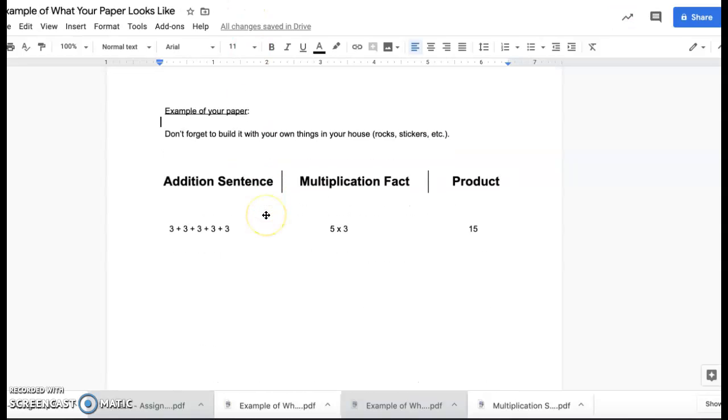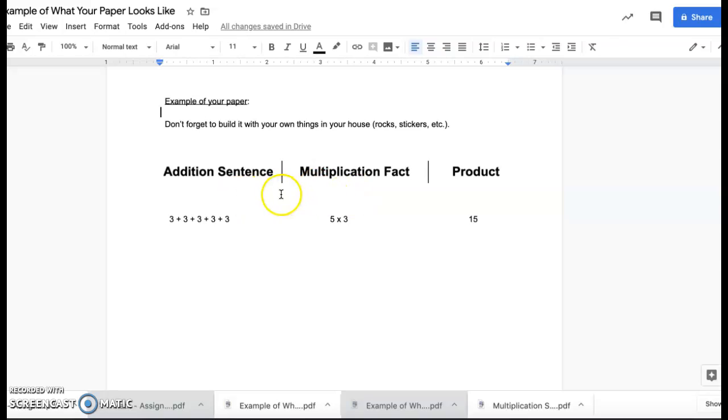And then I gave you an example of kind of what your paper should look like. And I just put up here, don't forget to build it with your own things from your house, rocks, stickers, beans, anything that they had mentioned in the assignment. Addition sentence, so 3 plus 3 plus 3 plus 3 plus 3 is 5 groups of 3, and your product would be 15. So all you have to do is read each of those word problems and see if you can create 5 of these to go with it.